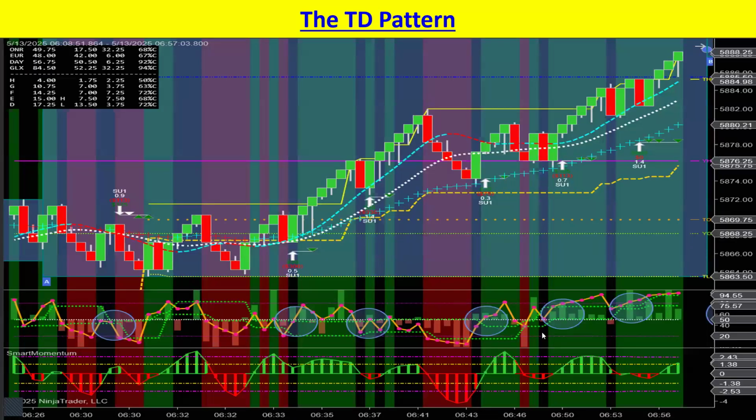Okay, here's the TD pattern. When you see the structural trend is going down here, and you see that pressure bar that's sitting back behind there. And on this particular one, it's right to the edge of it. And I draw a circle around these. You can see this one here is a little bit behind, but it's coming up through it.